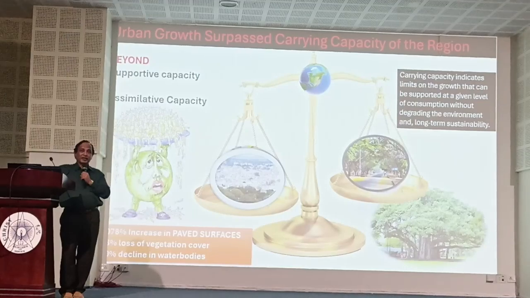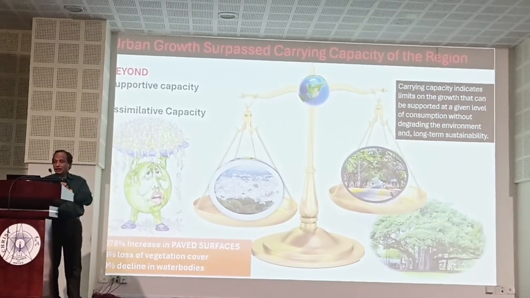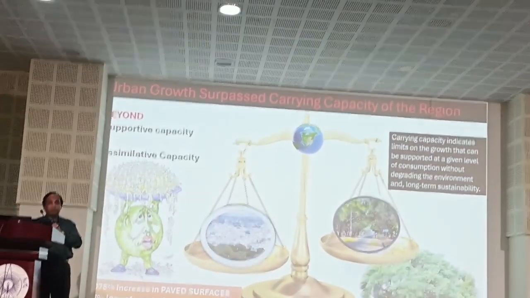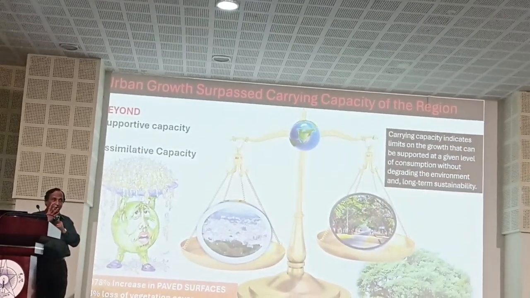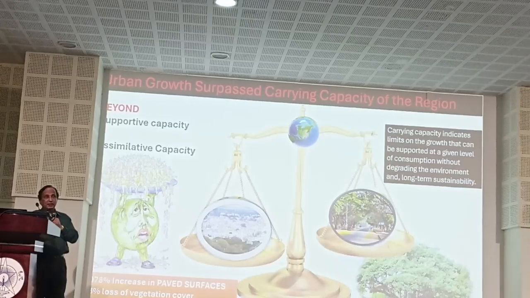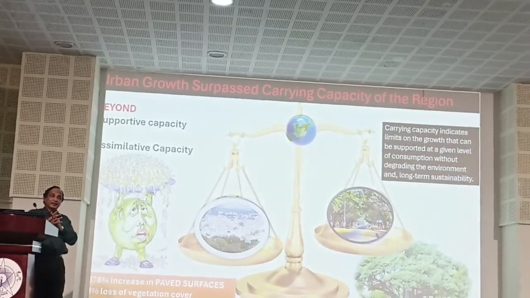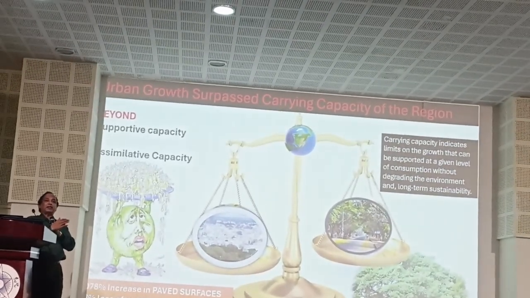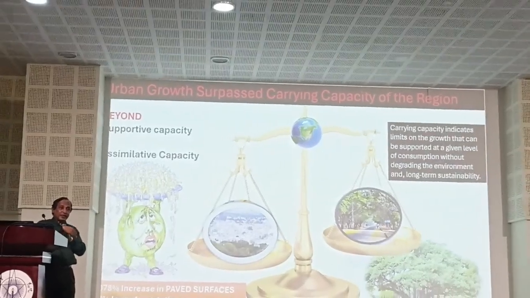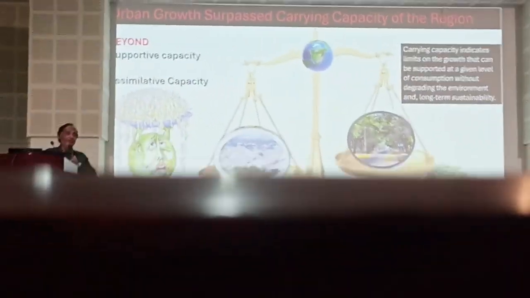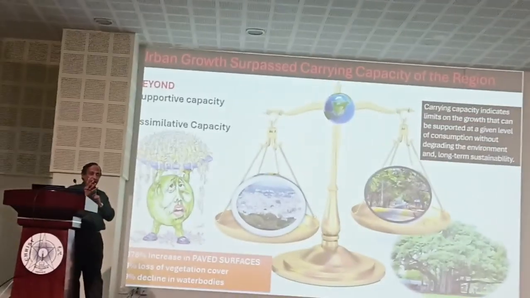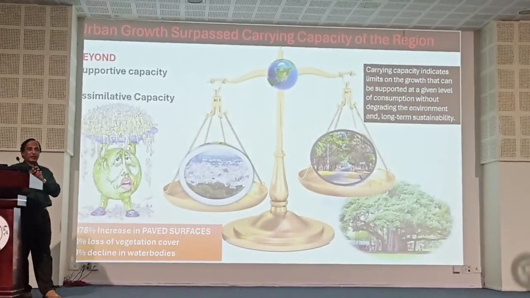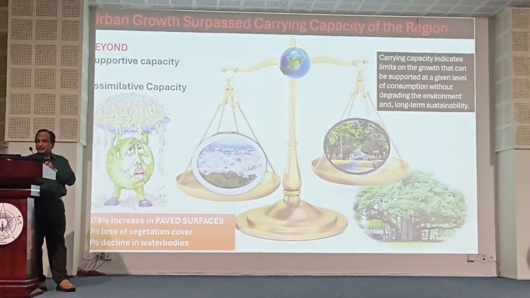So that means the growth in Bangalore has surpassed the carrying capacity. It has crossed the assimilative capacity. Earlier, some pollutants the environment could assimilate, but today the pollutants have crossed the assimilative capability of the ecosystem. Second is the supporting capacity. We have removed the water bodies, we have removed the greenery, etc.